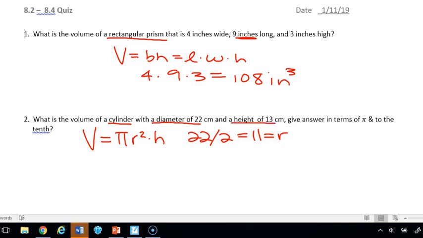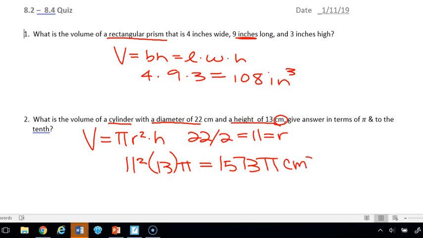Then I notice here that our height is 13. So we're going to do 11 squared times 13, and I'm going to put pi last because I want to leave it in my first answer. So my first answer is going to be 1573 pi, and again it's going to be centimeters cubed. When I multiply that by pi in my calculator, I get 4,941.7 centimeters cubed, and it told me to round this to the 10th, which is 1 decimal place.